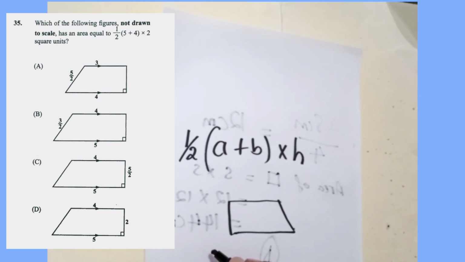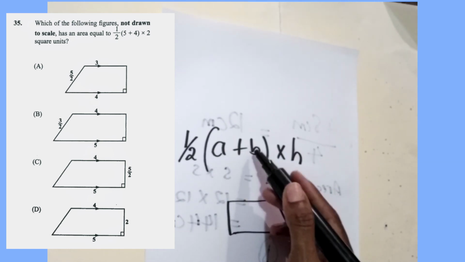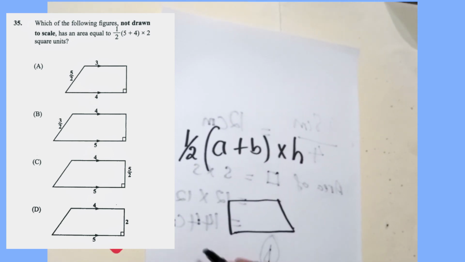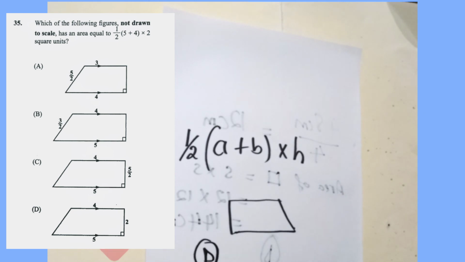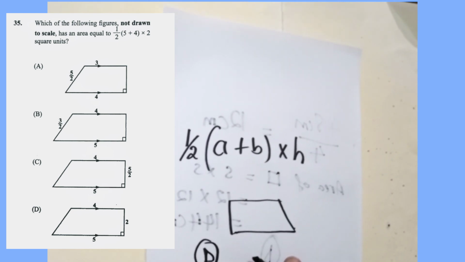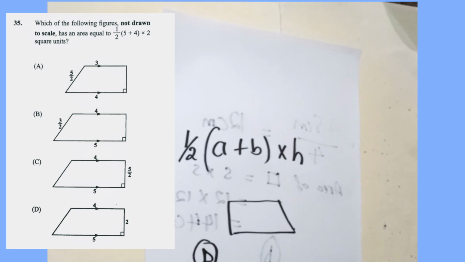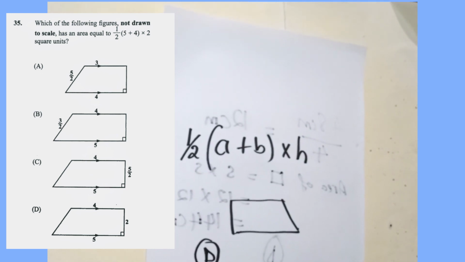And I would just move on to looking for where the height is 2 and where my A and my B is 4 and 5. And clearly that would be D. So that trapezium there with the 4 and the 5 and the perpendicular height of 2 would be the correct answer.